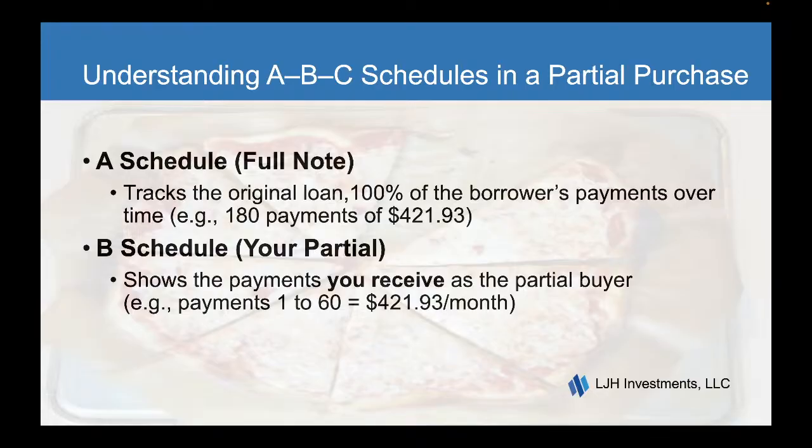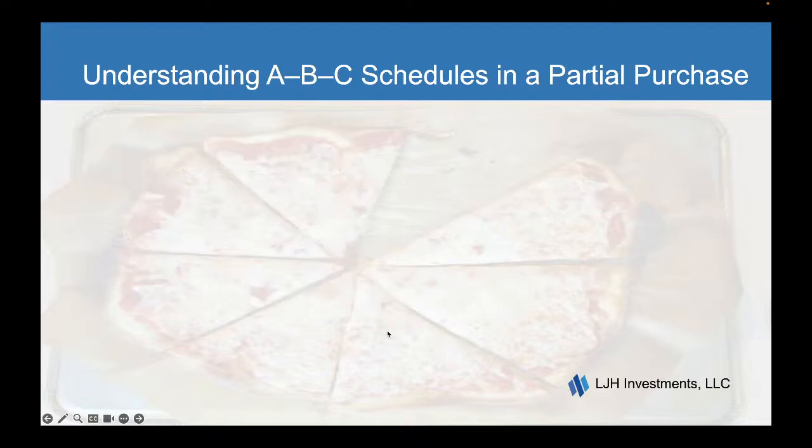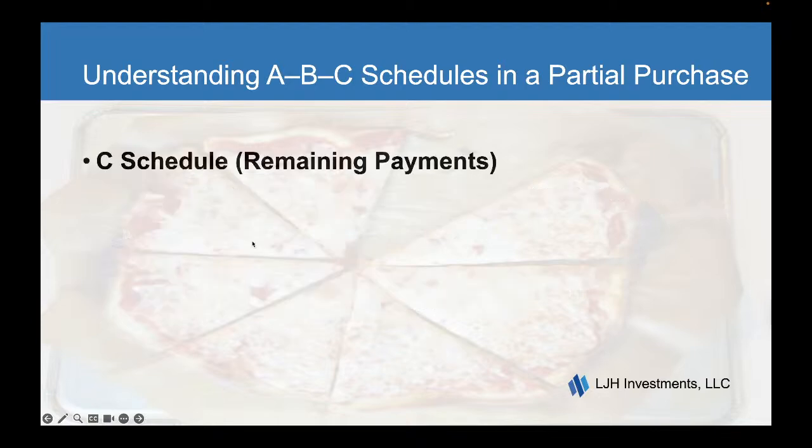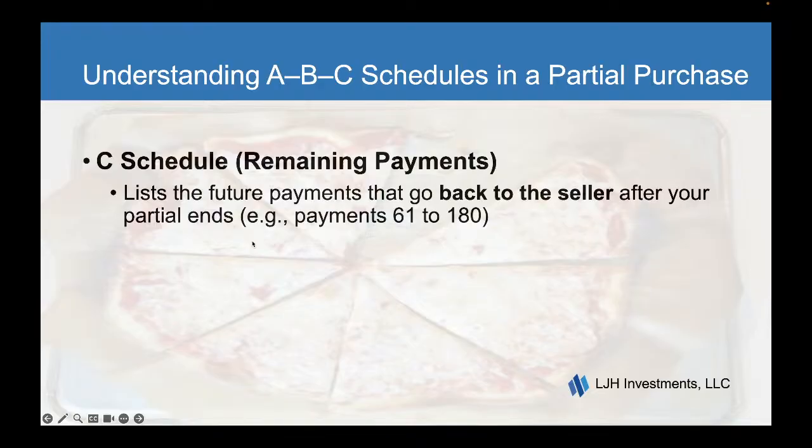That's your amortization schedule. There are two different ways to calculate this: at the note rate and at the yield rate. I have an example here on that. It shows the payments you receive as a partial buyer, payments 1 to 60 at $421.93. And then Schedule C is the remaining payments. This lists out the future payments that go back to the seller after the partial ends.